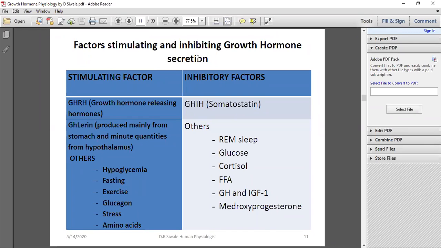What factors will stimulate or inhibit growth hormone secretion? On my left here, we have stimulating factors. On the right here, we have inhibitory factors. The most important stimulating factor, which I mentioned earlier on, is the growth hormone releasing hormone, which is produced by the hypothalamus.